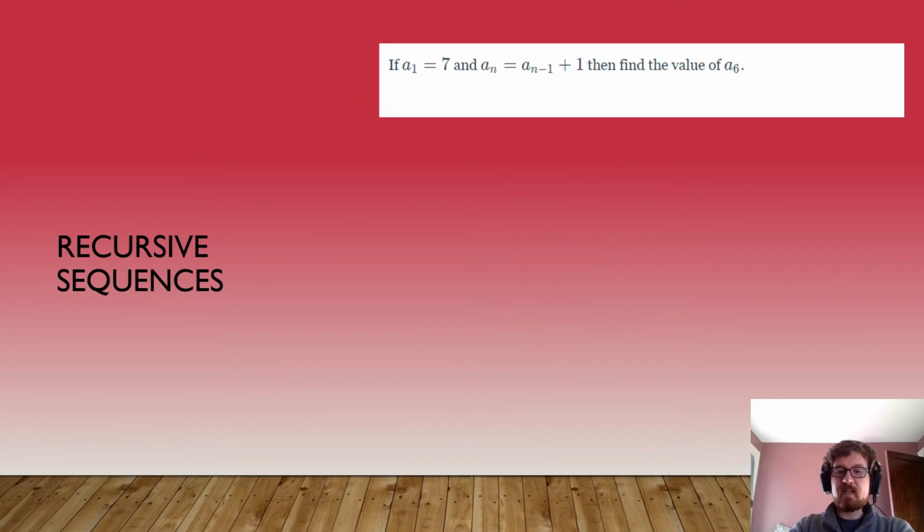So here's a second example. Notice we're given the same bits of information. We're told what the first term is. We're told the rule for how to get from one term to the next. a_(n-1) is one term, and we can get to the next one. And we're asked to find the value of a_6.